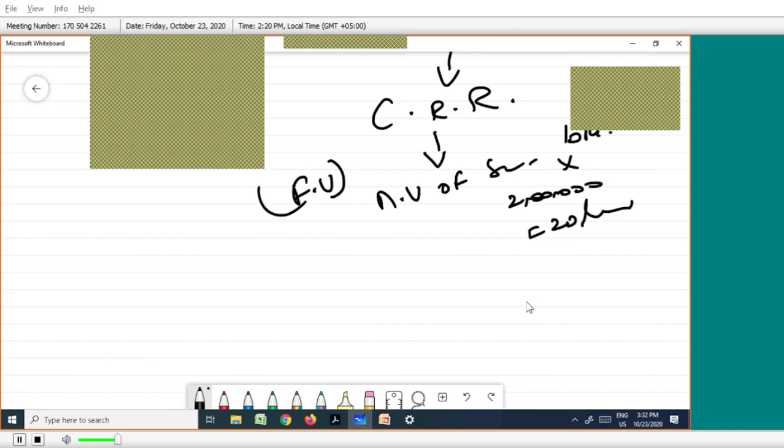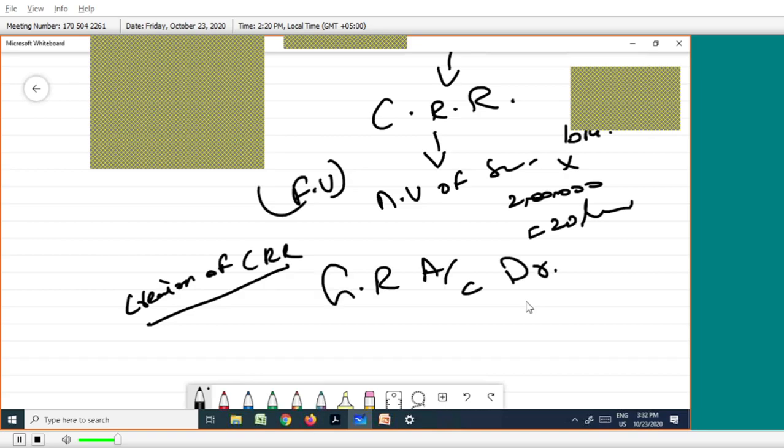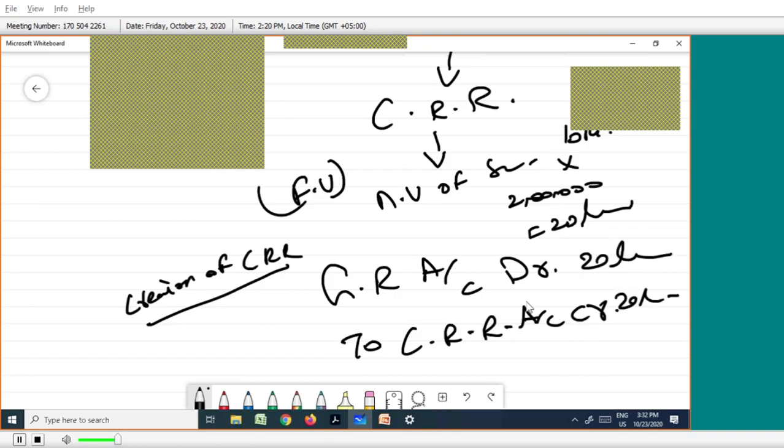How do I create it? Heading is creation of CRR. From where? I have a lot of money in general reserve. So general reserve account debit to CRR account credit. From general reserve to CRR I am transferring 20 lakhs. Why? Because that much amount I used from my reserve, so I have to equivalently create CRR.